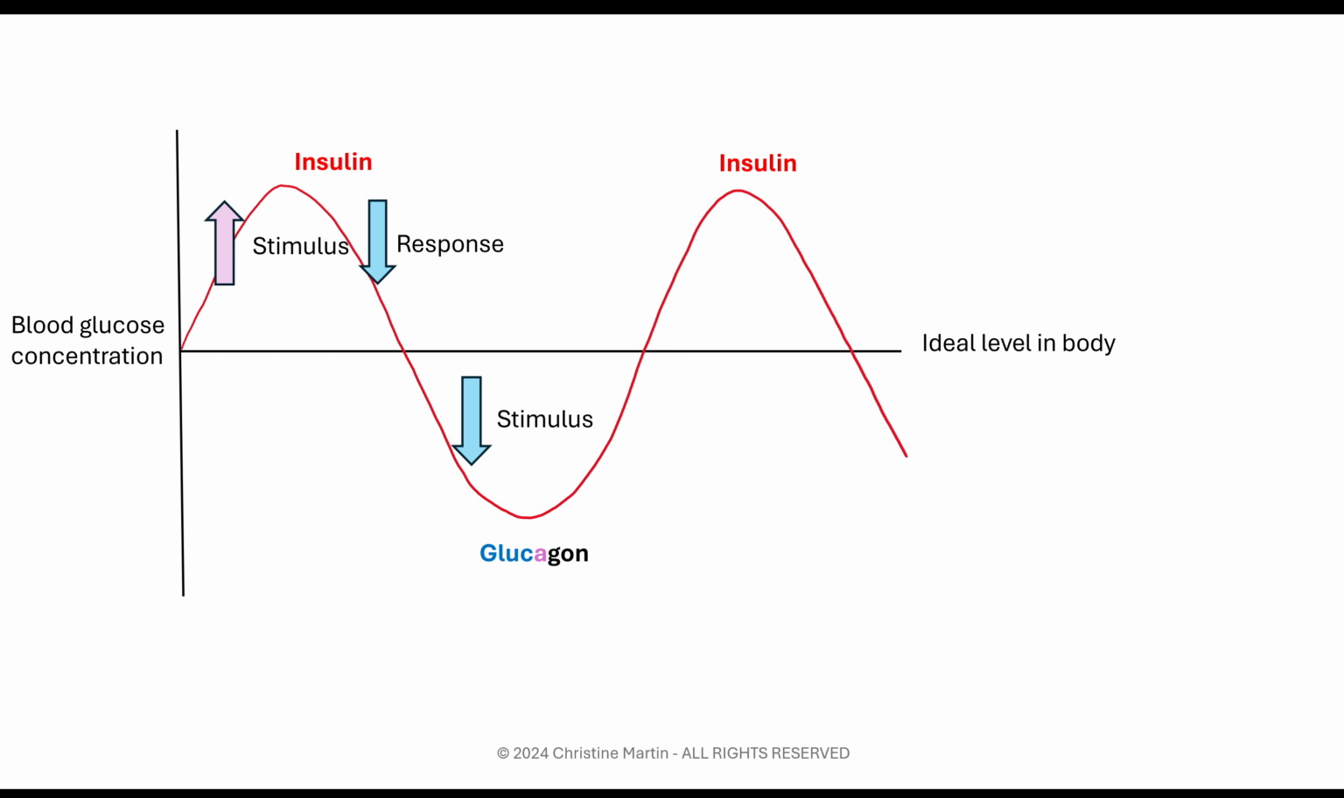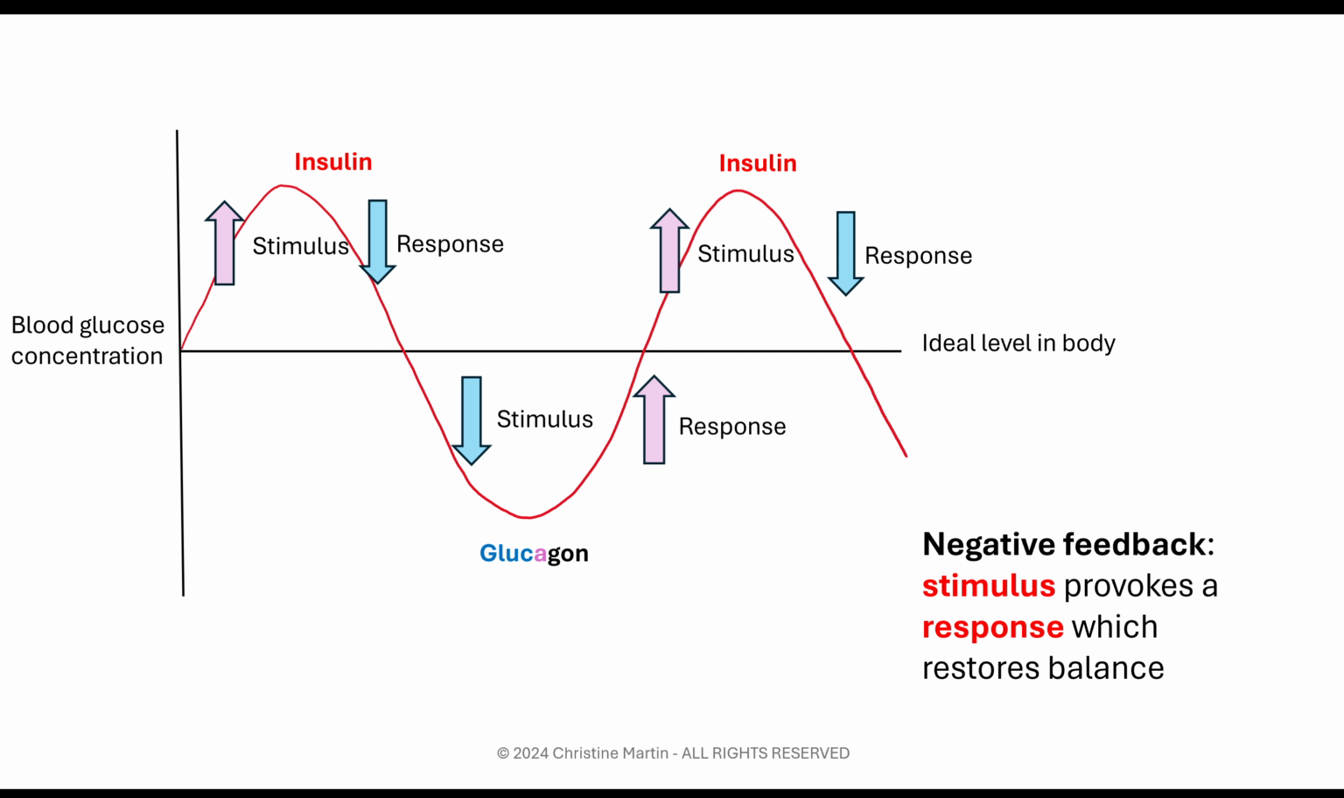So when our stimulus is an increase, the response would be the release of insulin, and that would therefore cause the body to remove the glucose from the bloodstream, and that is going to decrease the blood glucose concentration. If the stimulus is that the blood glucose concentration is now getting too low, the response is the release of glucagon, and then the blood sugar levels will rise up again. When we get too high again, then the insulin is released. So this is a form of negative feedback: the stimulus is provoking a response which restores the balance. And it's a fluctuation that's happening constantly throughout the day.